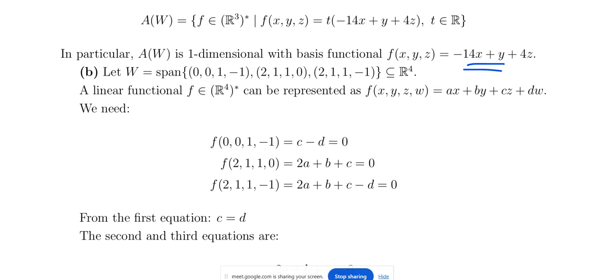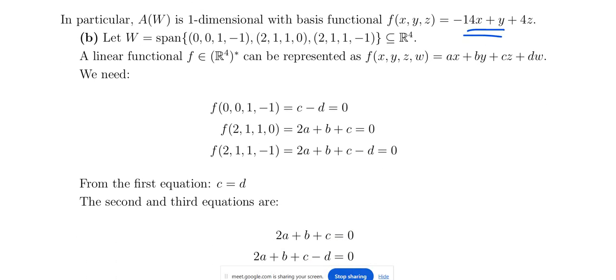Similarly, if W is spanned by three elements, what is A of W? Once again, f of x y z can be written as a linear combination, we define it, that is f of x y z.